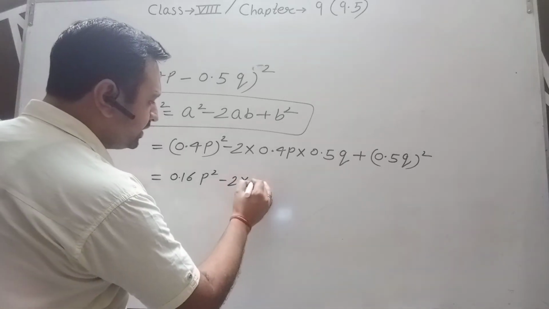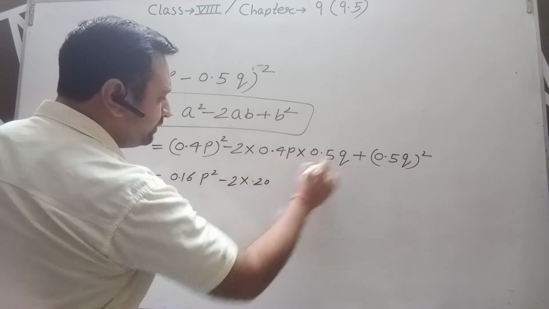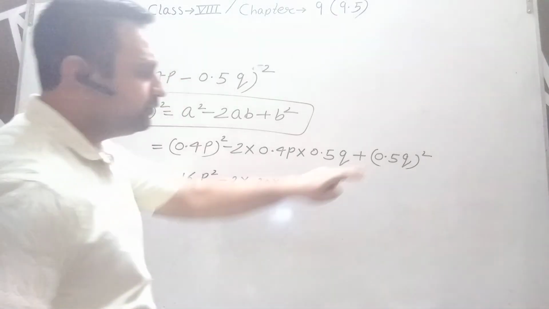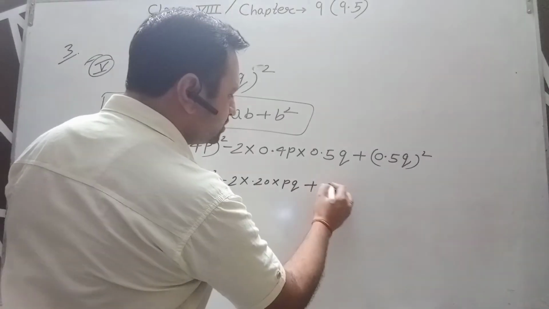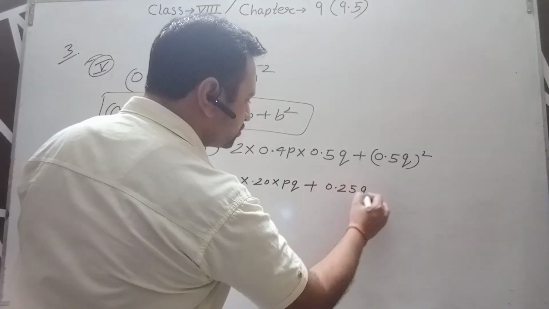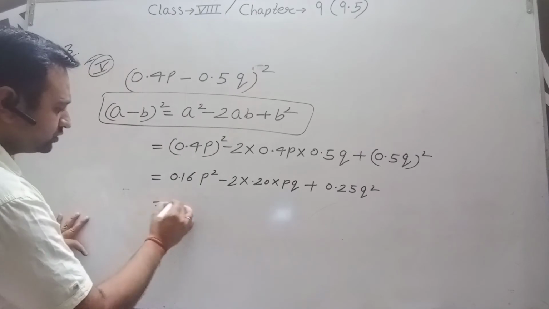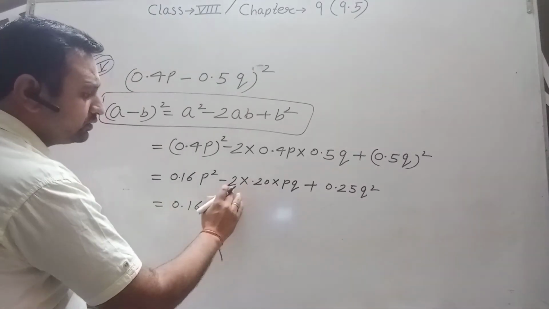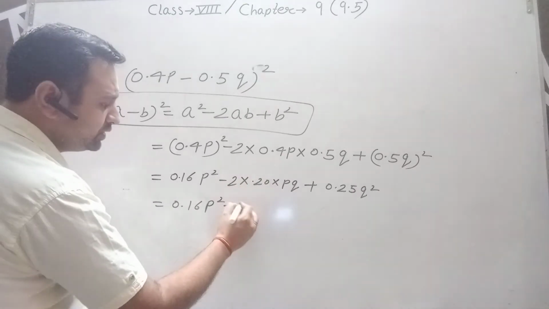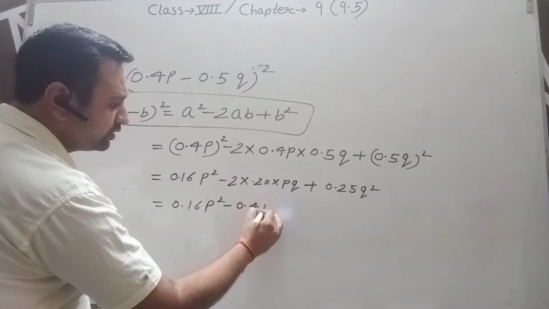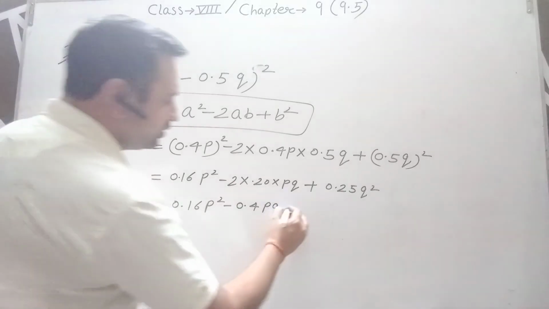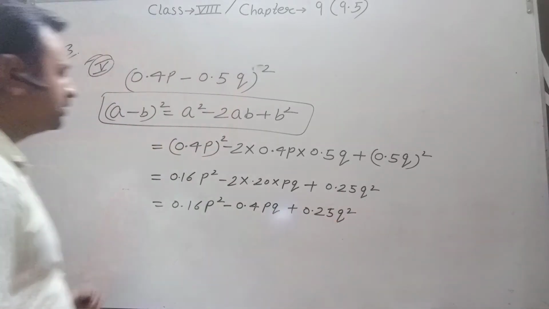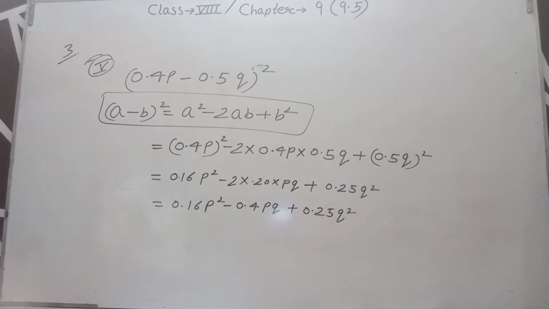So their multiply is 0.20 pq. 0.5q multiply 0.5q is 0.25q square. So the final answer is 0.16p square minus 2 multiply 0.20, it means 0.4pq, plus 0.25q square. So I'm sure the fifth part is also clear.